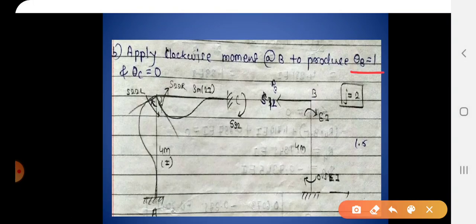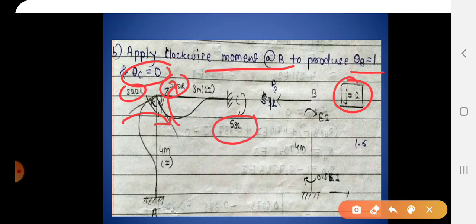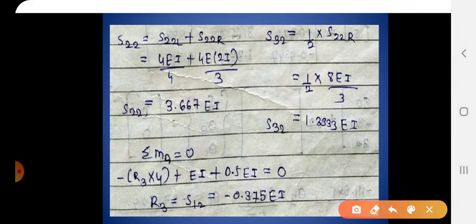Now go to part B. Our second redundant is theta B. Therefore, apply a clockwise moment at B to produce theta B equal to 1 and theta C equal to 0. Again, clockwise, J is 2 here. Therefore S22L, S22R, and this will be the value of S32. And again, considering the free body diagram of column AB, you can find out this R3 value, which will be minus S12. Now you have got the first value of S22, then S32, and by considering the free body diagram of the column, you have got the value of S12.